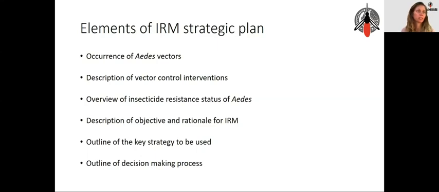Okay, so I've got a list here about some of the key elements of an IRM strategy. It's important to outline the occurrence of the vectors in the area and include any information on their insecticide resistance status. It's important to describe the vector control interventions and also to describe the objective and rationale for the IRM strategy and outline the decision-making process.